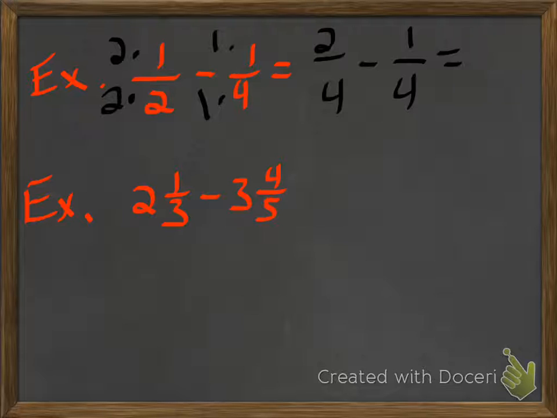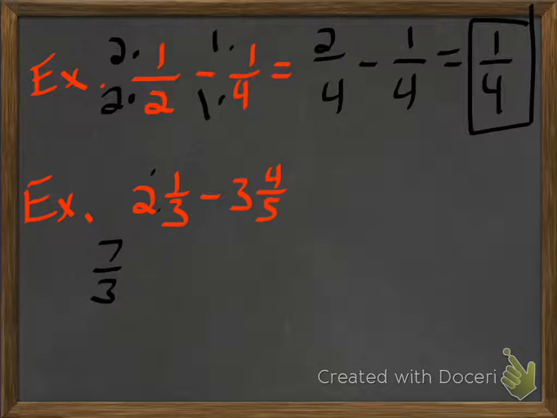Now that the denominator is the same, you subtract. 2 minus 1 is 1, and you keep the denominator. That's it. Let's try this mixed one. It's a little harder. Change it to improper. 3 times 2 is 6, plus 1 is 7 thirds. And then we're going to do 3 times 5 is 15, plus 4 is 19 fifths.